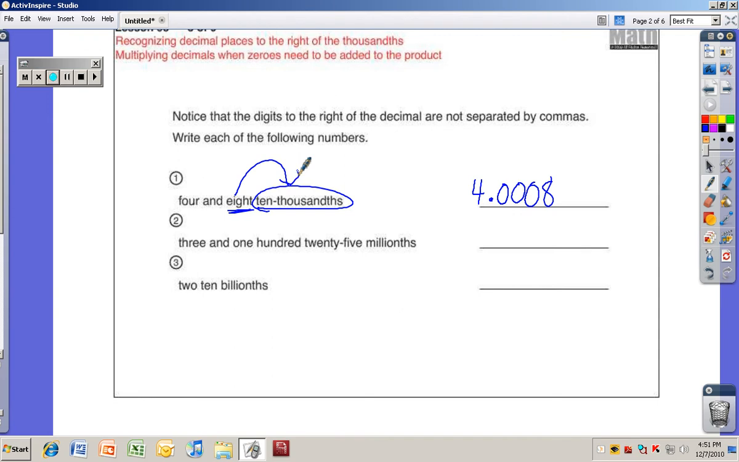Number 2, 3 and 125 millionths. So you're going to write 3 and 125 millionths. So what I would do is kind of go through and say tenths, hundredths, thousandths, 10,000ths, 100,000ths, millionths. So that spot right there is the millionths. 125 millionths. So it has to end in that spot. Empty places get zeros. So you should have 3 zeros and then 125.